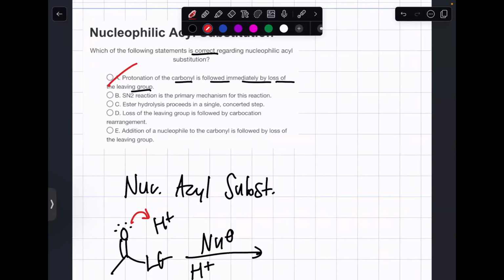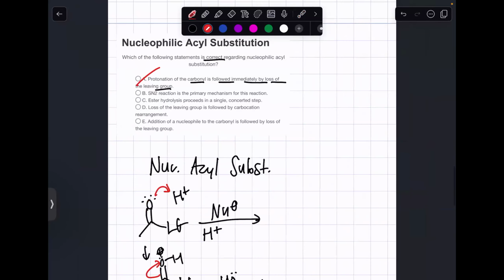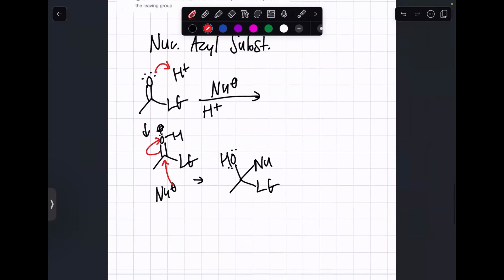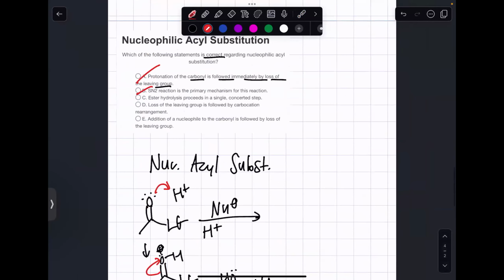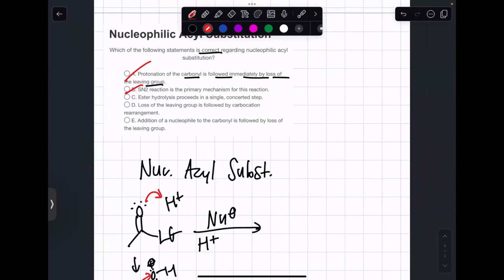B: SN2 reaction is the primary mechanism for the reaction. Do you guys remember the mechanism of SN2? How many steps were there for SN2? One, right? Backside attack. So it's not B, because there are a lot of steps here. C: Ester hydrolysis proceeds in a single concerted step. This is very similar to the last option. Ester hydrolysis, think of it as a type of nucleophilic acyl substitution. It's not SN2.